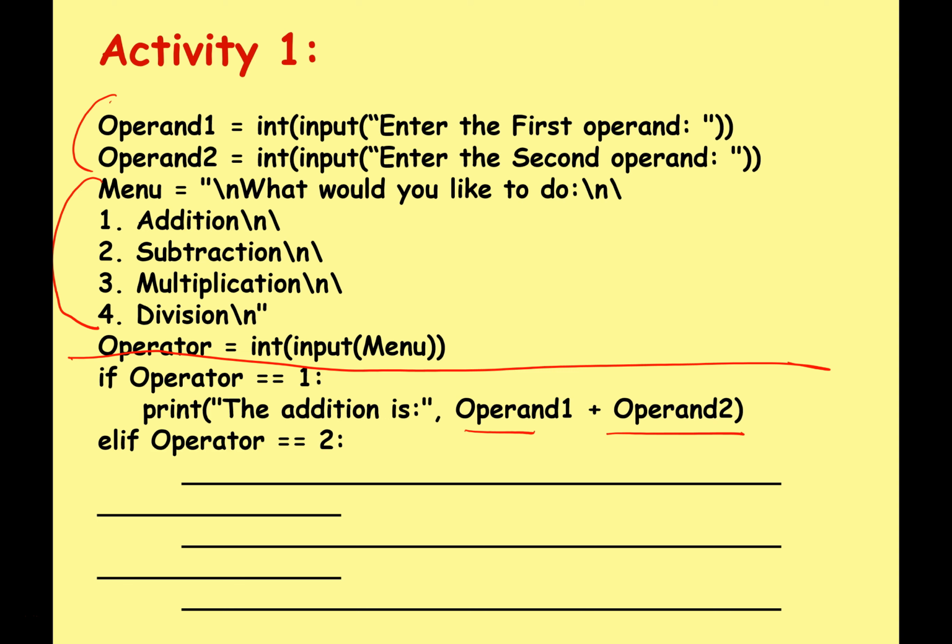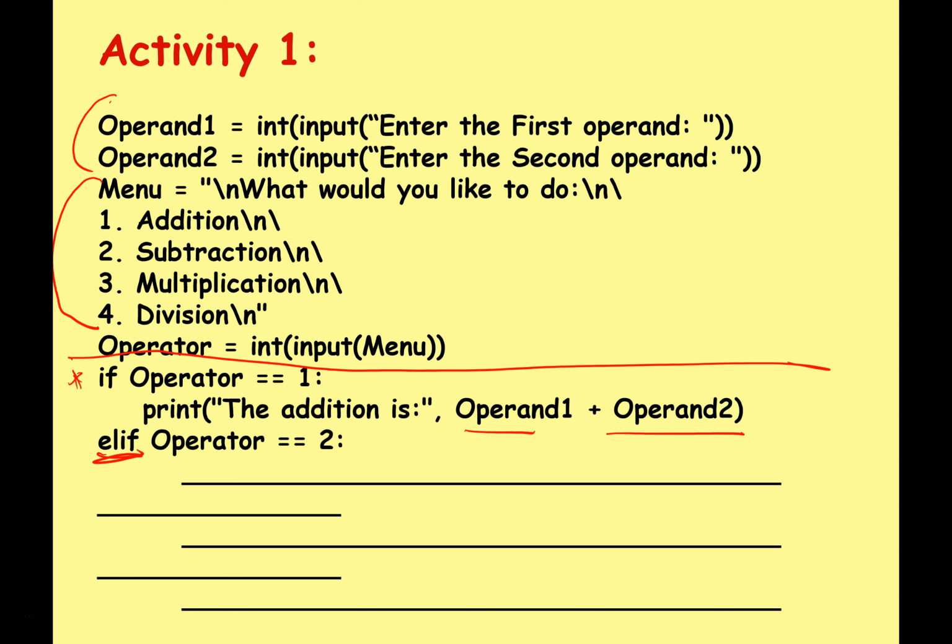Elif the operator equals 2, so this is an elif because we're continuing. Remember, we only have one if, then we can have as many elifs as we want and then finish with an else if we want, though I don't think we need one for this program. Elif the operator equals 2, what are we going to do? See if you can continue the code using this example.